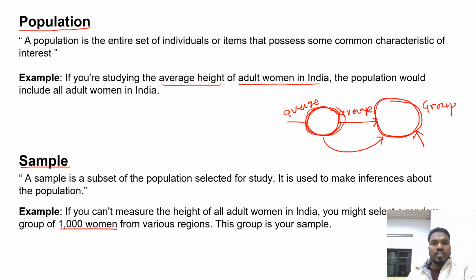So the population is nothing but the entire set of individuals or items that possess a common characteristic of interest. Similarly, as I said, the sample is a subset of the population, and we are going to measure the same attribute, right? Like as I said, here it is the average. So these are the two things I want you to understand.